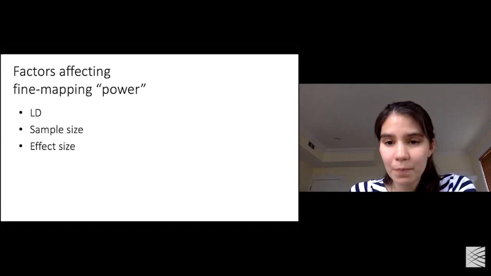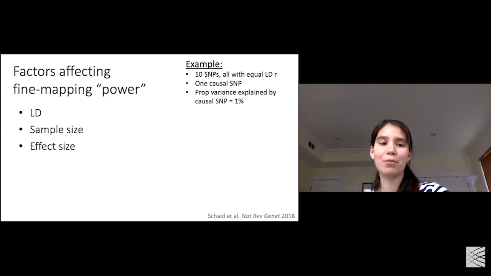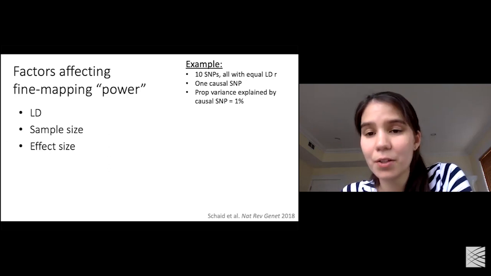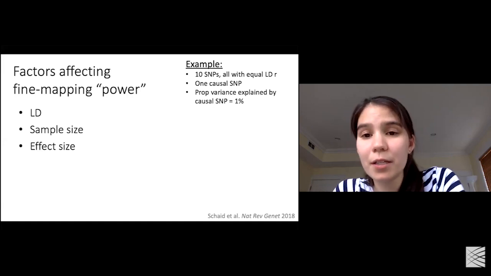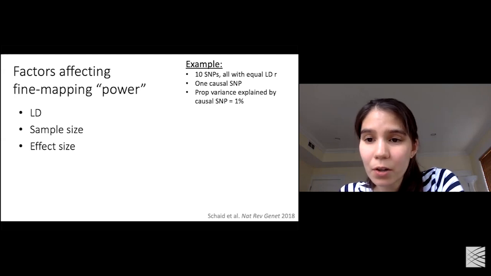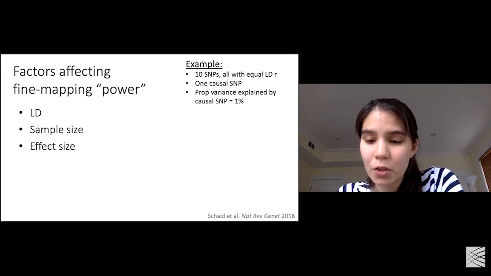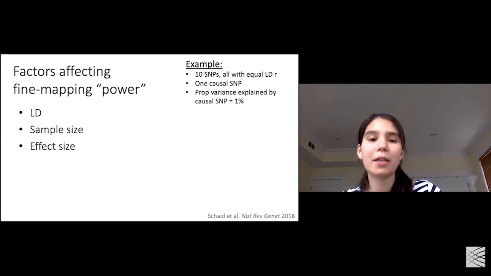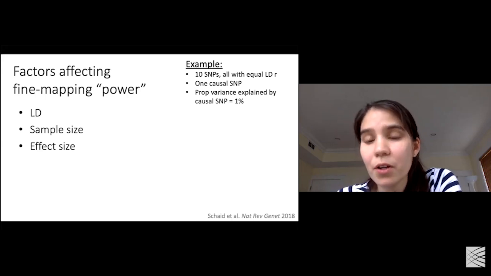And so in this work by Shade et al., the authors wrote down an approximate expected PIP at a causal SNP under a simplified model. Here's an example. You can imagine you have a locus with 10 SNPs. All SNPs have equal LD. They're correlated to each other at level R. There's a single causal SNP that explains 1% of the variance in your phenotype. And now the authors wrote down an analytic expression for roughly under this scenario, what would you expect the PIP of the causal variant to be?